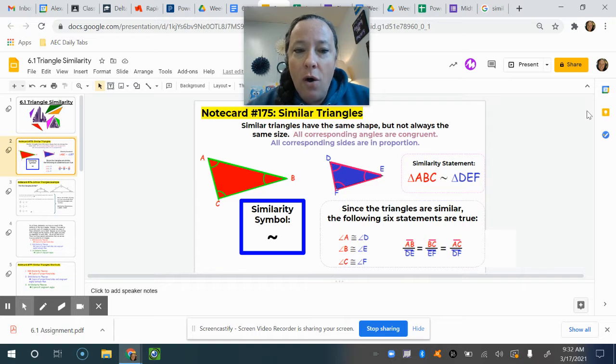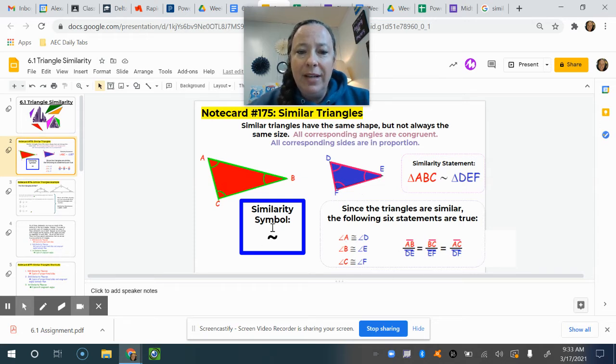That means that all corresponding angles are congruent and all corresponding sides are in proportion. So like in this red and blue triangle, A would be congruent to D, B would be congruent to E, C would be congruent to F, which I have right here. But your side lengths, AB, would be proportional to DE, and then BC and EF, and AC and DF. And I have all of that written here.